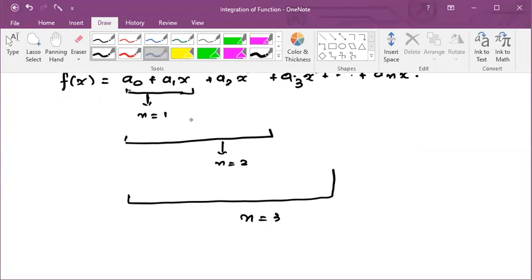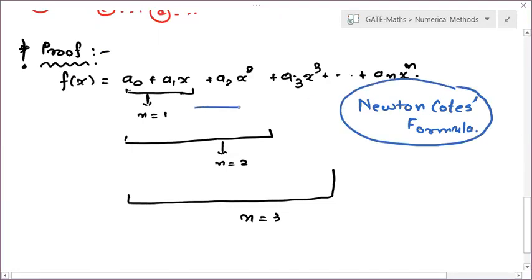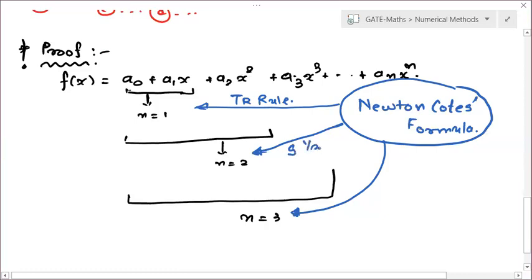So there is one formula, Newton-Cotes formula, that we are not going to see in detail. When you apply this Newton-Cotes formula to this polynomial till n equal to 1, till n equal to 2, or till n equal to 3. So for n equal to 1, you will get the trapezoidal rule. If you apply this formula till n equal to 2, you will get Simpson's 1/3 rule. And if you apply till here, you will get Simpson's 3/8 rule.